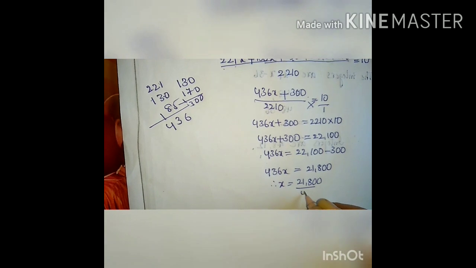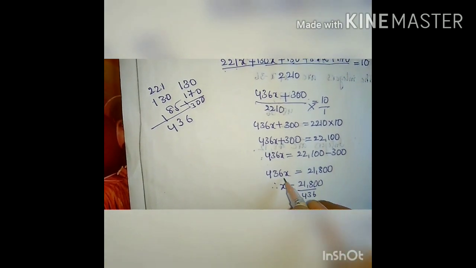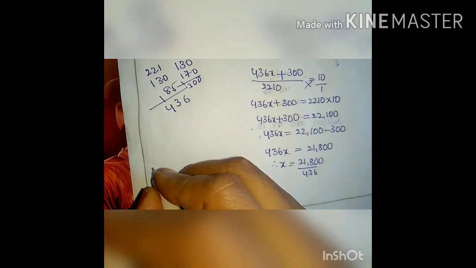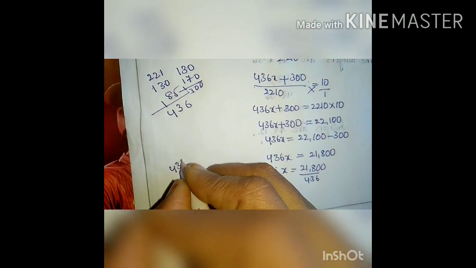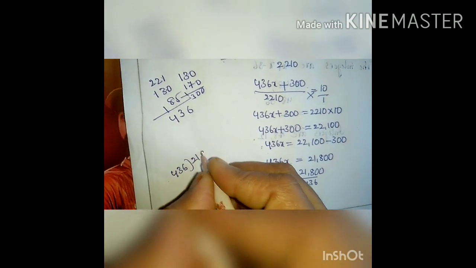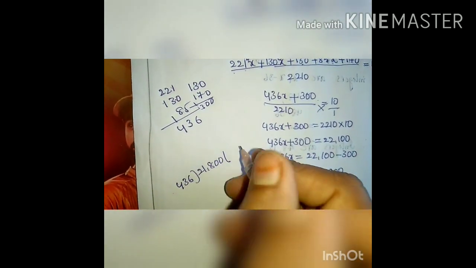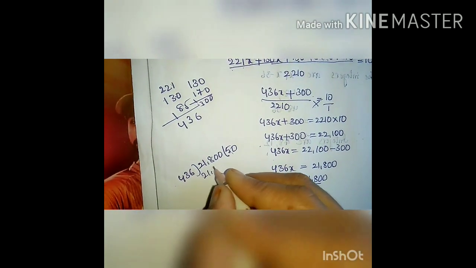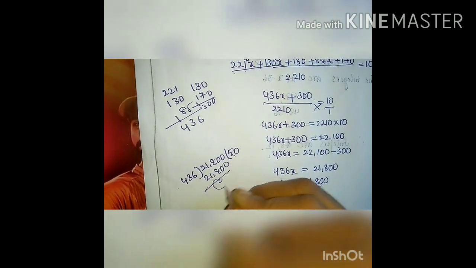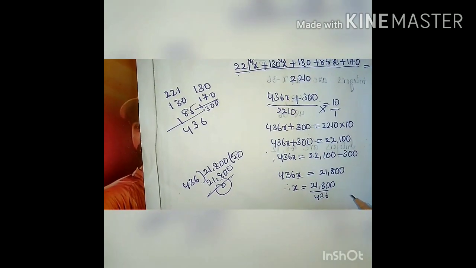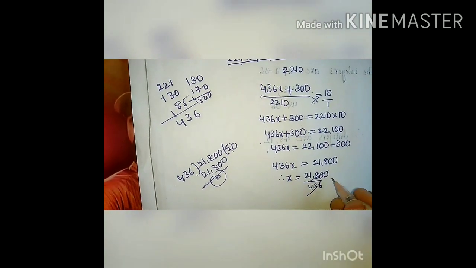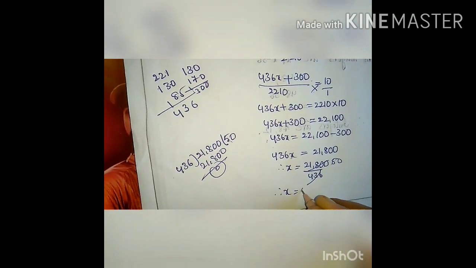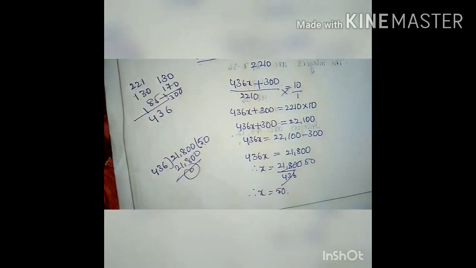Therefore x equals 21,800 by 436, because the multiplication quantity becomes a division. 436 goes into 21,800 fifty times. Therefore x equals 50.